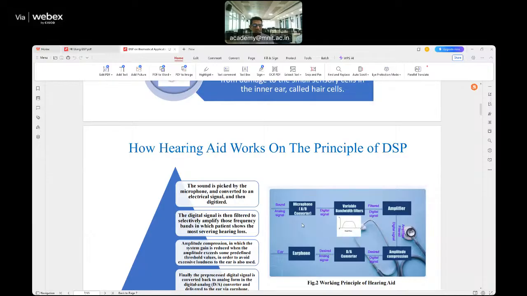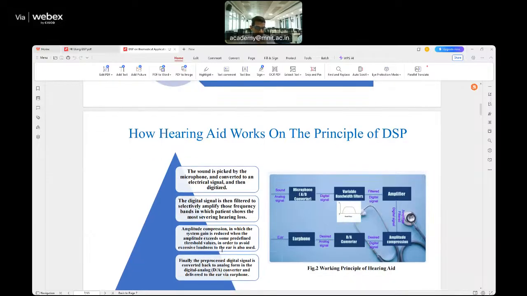And then we digitize. The digital signal is then filtered to selectively amplify those frequency bands in which the patient shows the most severe hearing loss. So what is the problem? The problem to the patient is that there are some frequency bands where it is not amplified. So we filter out that region, filter it, and then amplify it.